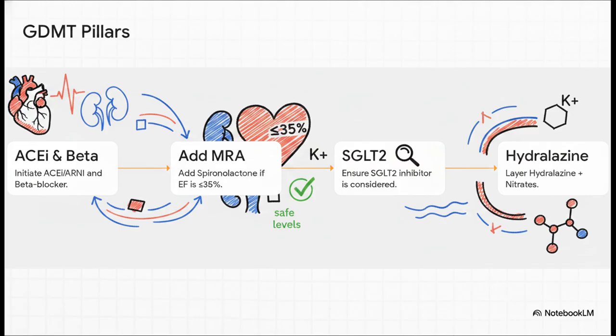Next, we make sure an SGLT2 inhibitor is considered. And finally, we look at specific combos like hydralazine and nitrates for persistent symptoms. It's like building a protective fortress around the heart, step by step.